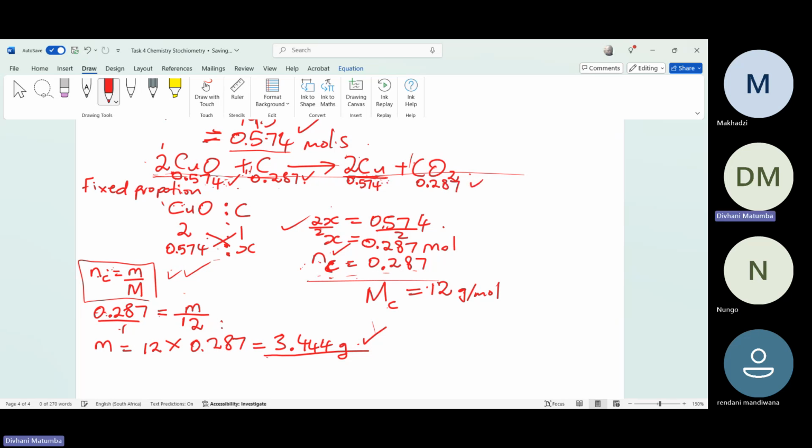That's correct. So Makazi, what I want you to observe is that the ratio between the moles of copper oxide and copper is 1:1. Do you see that from the balanced equation? Yes. So if it is 1:1, it means if the number of moles of copper oxide is 0.574, you are going to produce also 0.574 moles of copper.